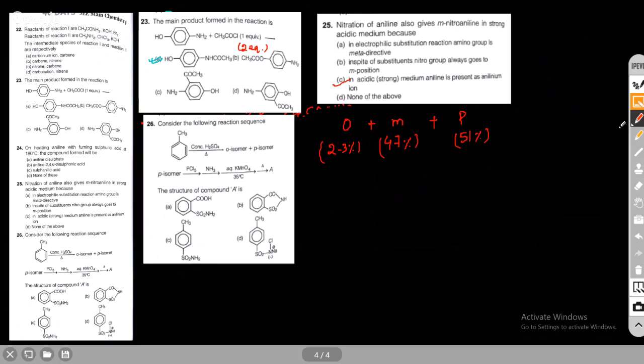Ramcharan is getting B. Okay, option B is correct. See, I'll write down the reactions.